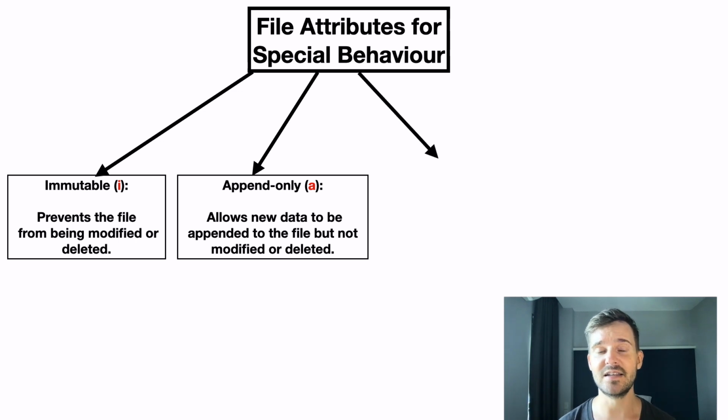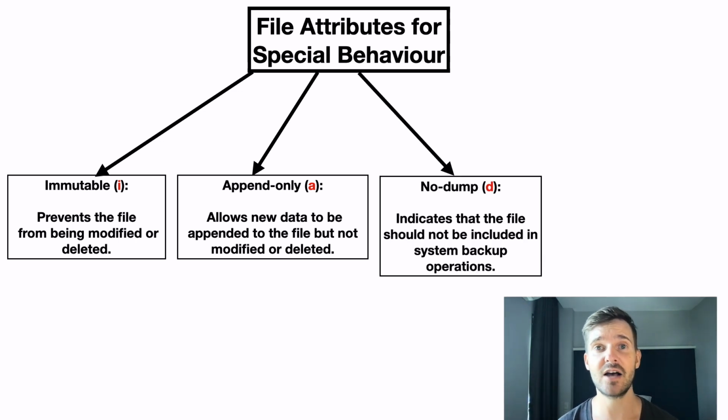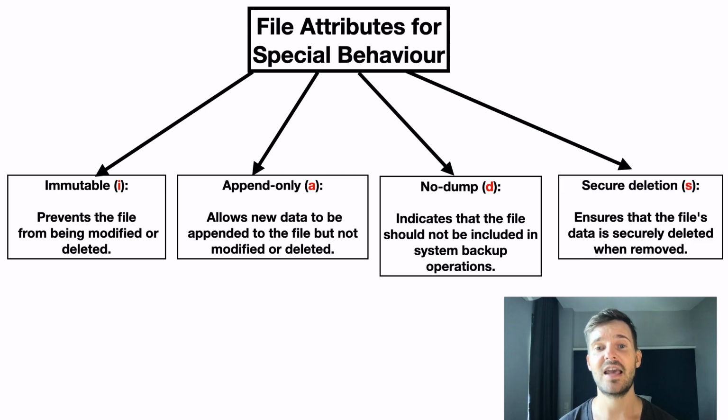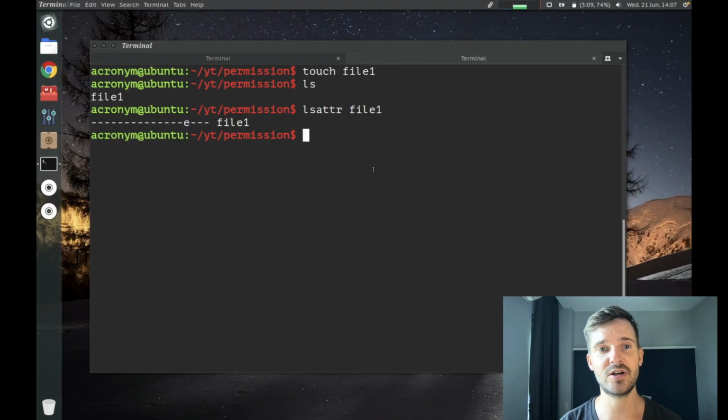Third one, d, no dump. This attribute indicates that the file should not be included in system backup operations. And fourth, s, secure deletion. This attribute ensures that the file's data is securely deleted when removed. Let's see how these attributes work in real examples. Okay, let's go to the terminal.